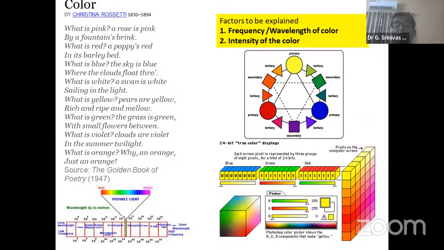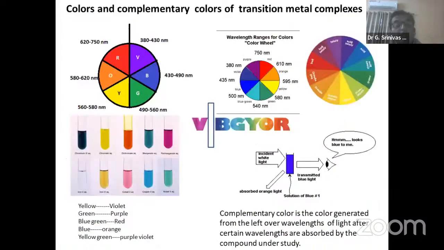In general, color occurs because of the light's frequency and wavelength, and the intensity of the color, so that will change. In general, we call colors VIBGYOR. In VIBGYOR, violet ranges from 380 nanometers to 430 nanometers, blue 430 to 490, then 490 to 560 is green, 560 to 580 yellow, 580 to 620 orange, and 620 to 750 nanometers is red.